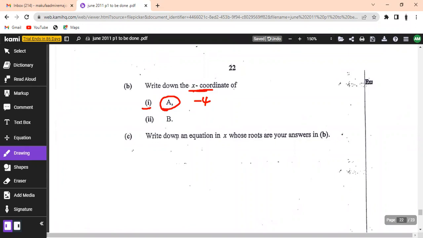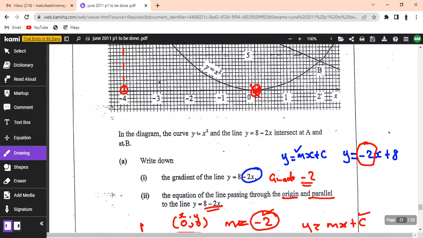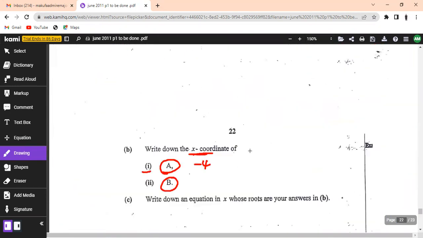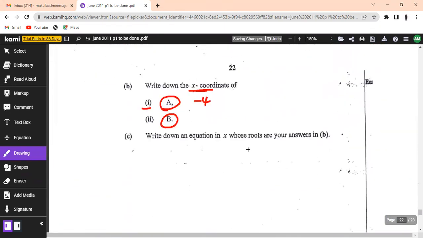All right. Then the x coordinate of point B, you do the same. Here is your B at this point here. So we are going to go from B straight to the x-axis. Remember, guys, this is your x-axis here. So directly to the x-axis, you're going to correspond with a 2 here. That is the value of x. So that was the question. So our x there is 2. Our x here was minus 4, and our x here is 2.